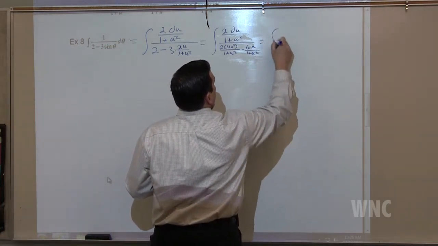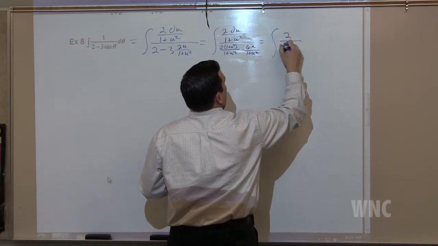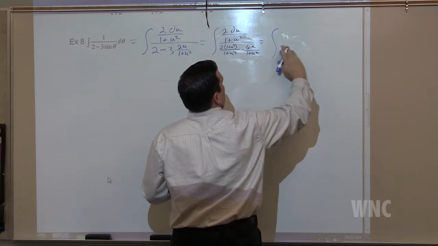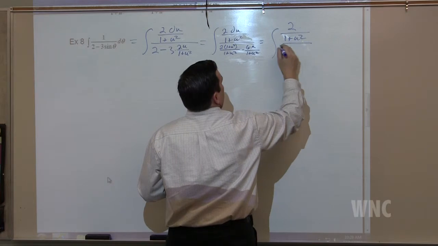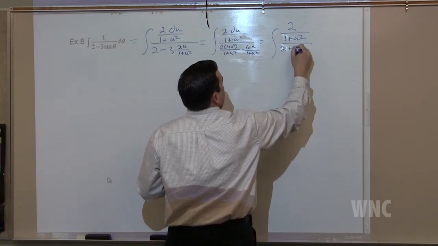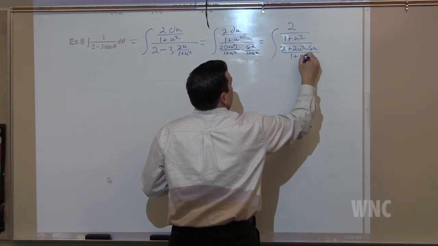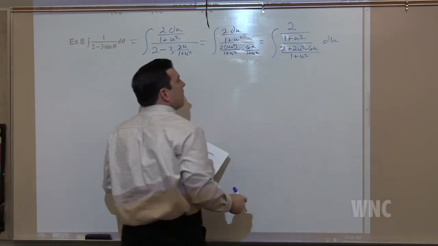So we're going to have the integral of 2 over 1 plus u squared, and let me make that higher up, 2 over 1 plus u squared over 2 plus 2u squared minus 6u over 1 plus u squared du. Notice I have 1 plus u squared here and here.